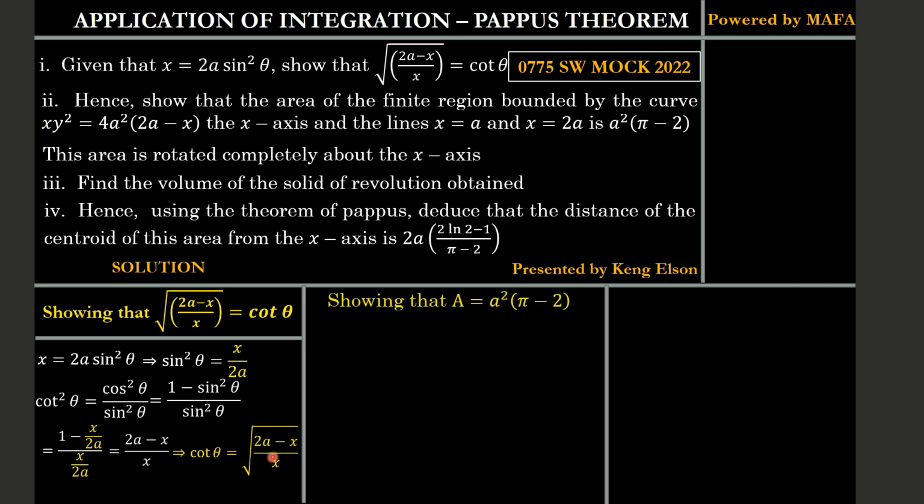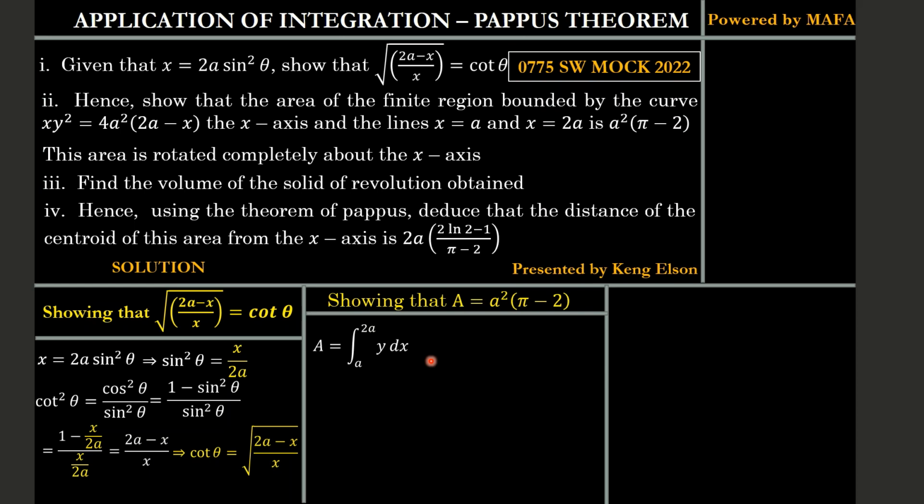Now the B part is asking us to show that the area of the finite region bounded by the curve xy squared equals 4a squared into (2a minus x), the x-axis, which is simply the line y equal to 0, and the other lines x equal to a and x equal to 2a, is equal to a squared into (pi minus 2) square units. So we know the formula for the area of a region bounded by lines. In this case, we just integrate from the bounding values of x, meaning from a to 2a of y dx, where y is a function.